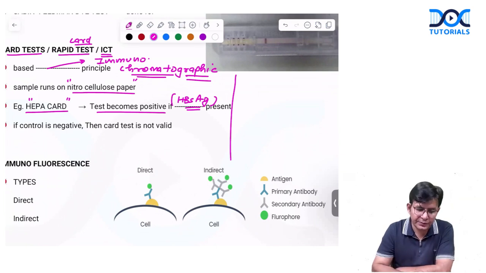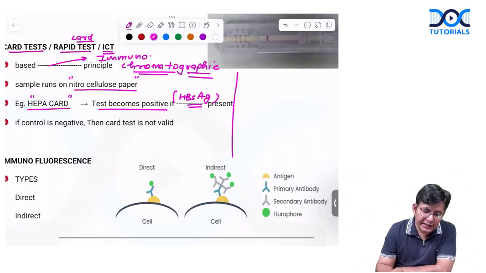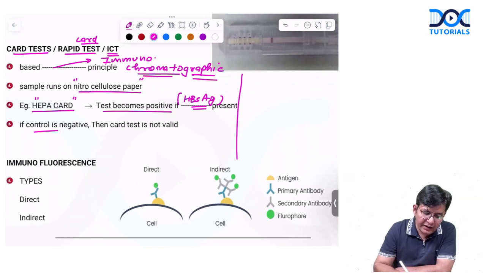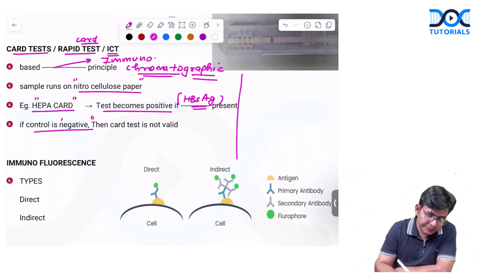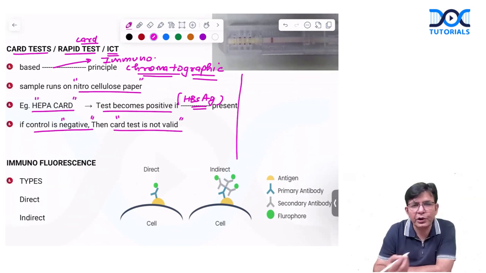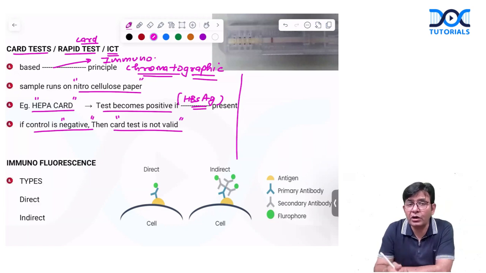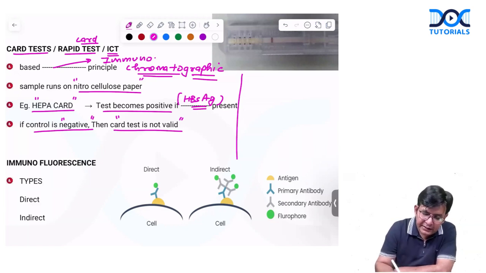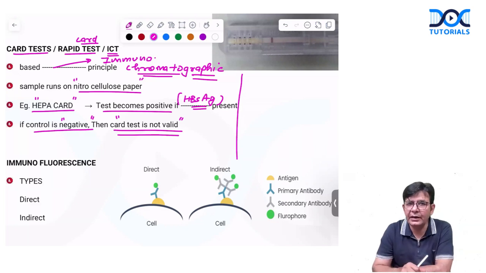The surface antigen. Okay. And one more thing, guys, that in the card test, always what should be positive? Control. And if control is negative, then that particular card test you should not use. That is not valid. Okay. So card test control should always come positive. It should not be negative. If it is coming negative, that card is not valid.